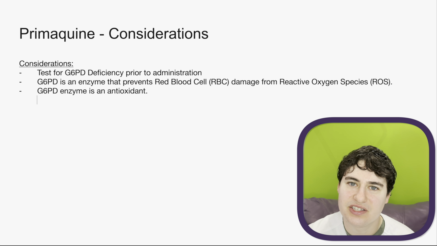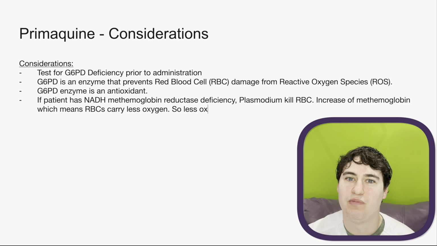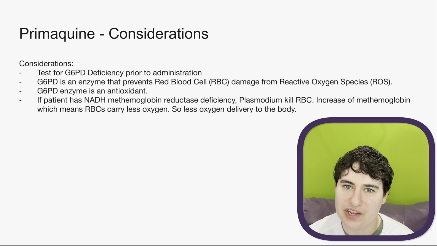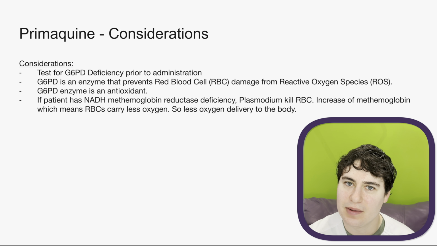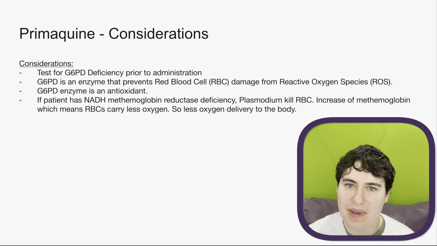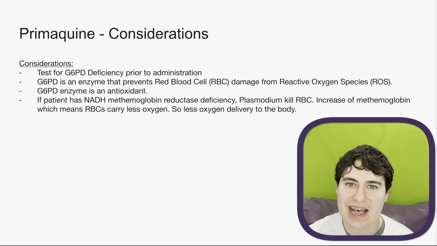Okay, now we have another disease called NADH methemoglobin reductase deficiency. And I know that's an even longer mouthful. Now, that disease is not going to be a contraindication for this drug Primaquine, but it will be something that should be monitored closely. Specifically, the drug is going to increase the levels of methemoglobin in the blood, and we call this methemoglobinemia. Why this is bad is because if there's more methemoglobin, there is going to be less oxygen-carrying ability by the red blood cells.